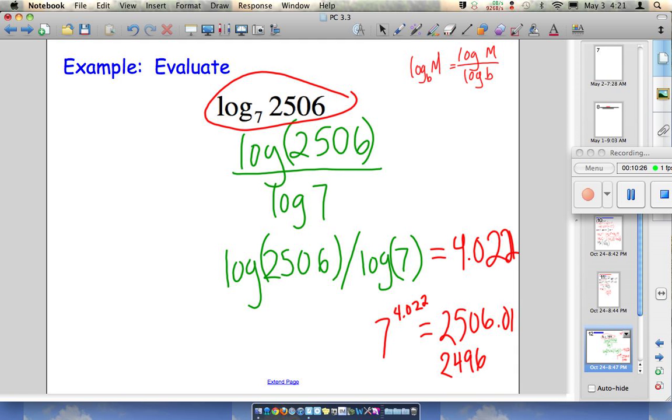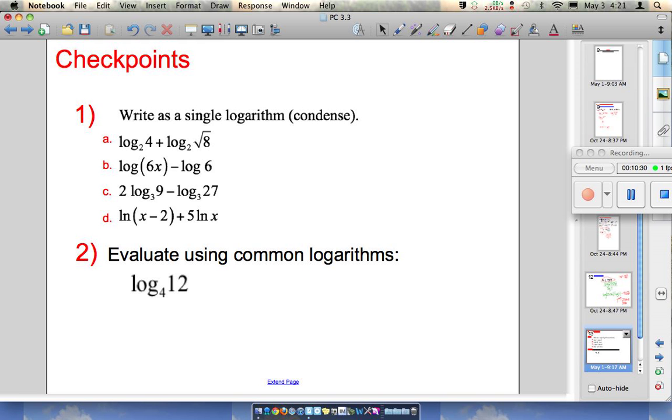So that's how we change bases. So that's what your checkpoints are going to be on. You're going to, for the first problems, try to condense it using your properties. And for question number 2, you're going to try to evaluate using common logarithms. Definitely check your answer for question 2. Make sure that 4 to the power, whatever decimal you get, actually gives you about 12. Okay? So that's your video for tonight. Make sure you bring in these answers to your checkpoints that we'll check them in class the next day and go over any questions you may have.